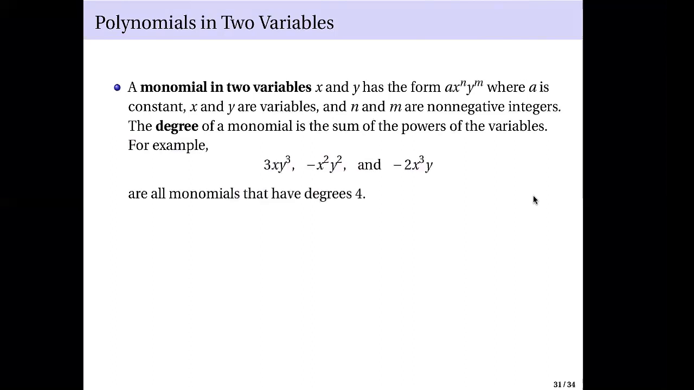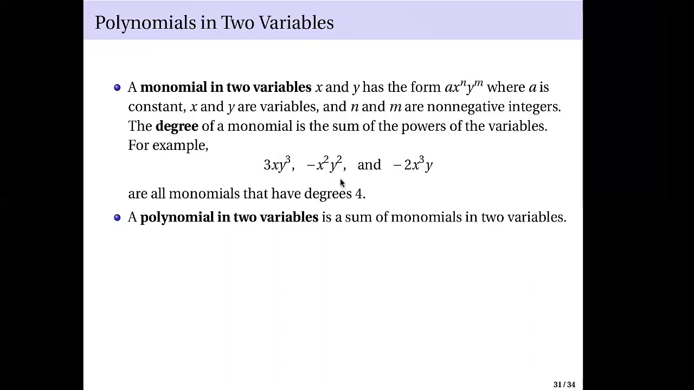These are examples. You have 3xy cubed, minus x squared y squared, and also 2x cubed y. These are all monomials. Notice, in the first, x has power 1, y has power 3, 1 plus 3 equals 4, so the degree of the monomial is 4. Here, x has power 2, y has power 2, 2 plus 2, degree 4. Here, x has power 3, y has power 1, so 3 plus 1, that's still 4. So all of these monomials have degree 4.